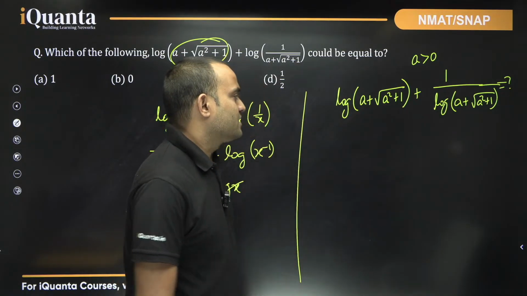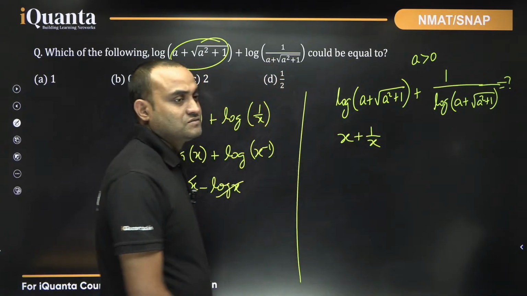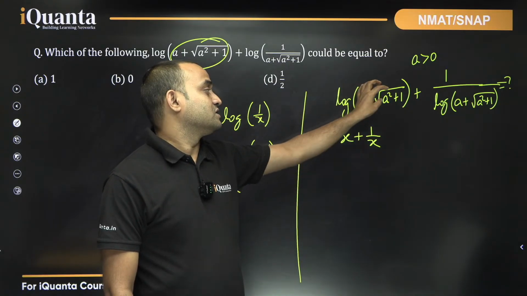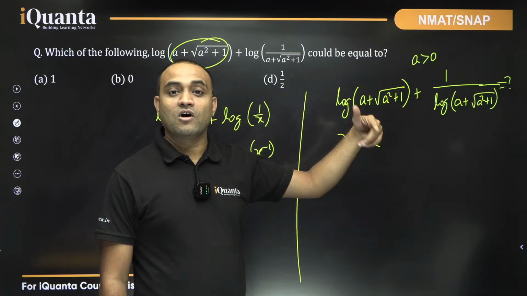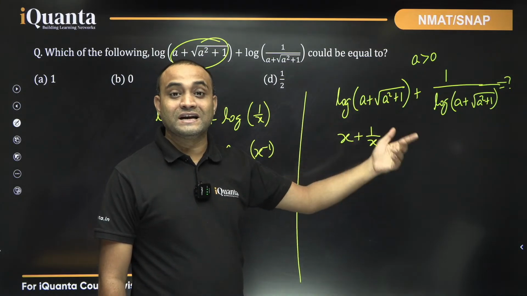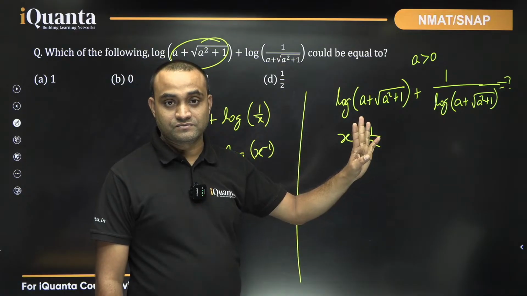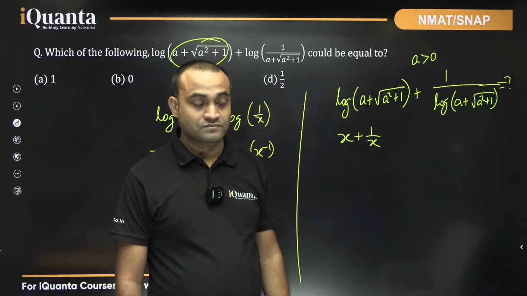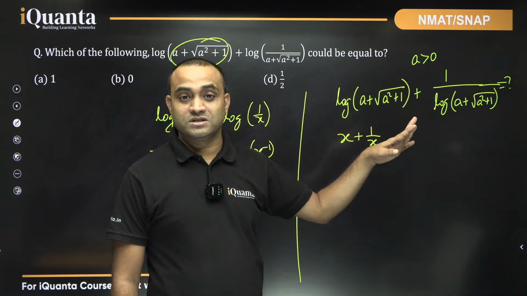See, if I am taking this whole expression as x plus 1 by x. As a is a positive value, this value will always be greater than 1, right? Can I say this? If this value is always greater than 1, then this whole expression will always be positive. Log of base 10, if this value is 1, then this will become 0. Greater than 1, this will be positive, right?